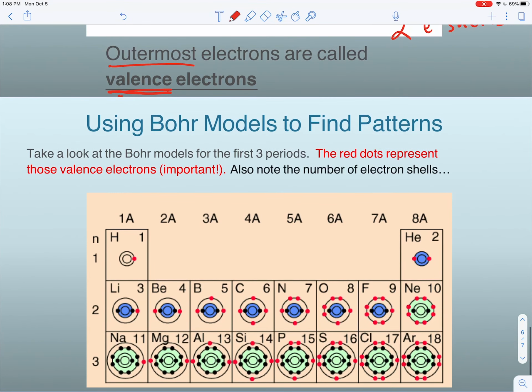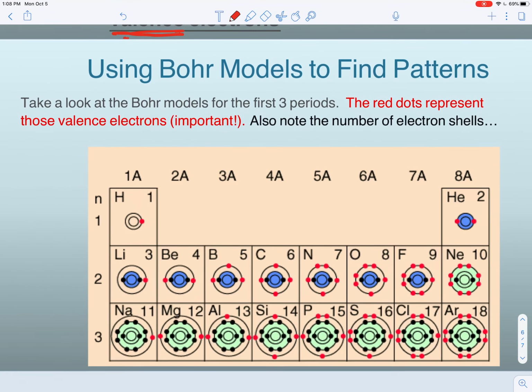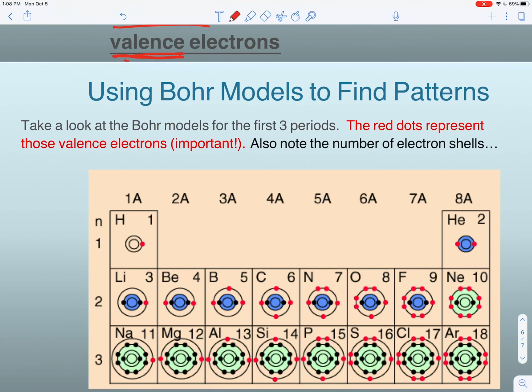Alright, so the last part of this lesson is that you want to use these Bohr models to try to find some patterns. The red dots here represent valence electrons, so that's going to be important. You also want to make note of this other key term we learned, electron shells. So try to see if you can find any patterns between elements in the same group. That's the vertical columns. And see if you can find any patterns between elements in the same row or period. All right, good luck.